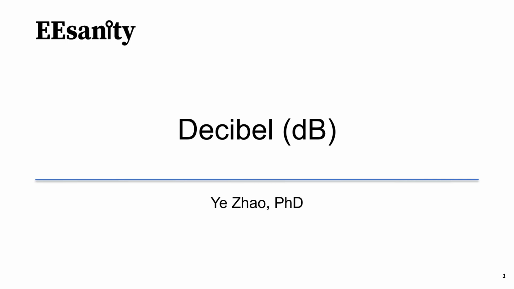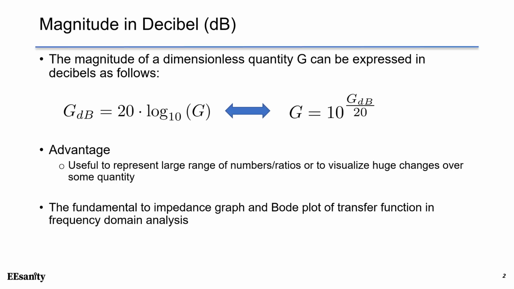Hello, in this lecture, we will talk about decibel, or dB. The magnitude of a dimensionless quantity g can be expressed in decibels. For example, g in dB equals 20 times log base 10 of g. This is a logarithm to the base of 10.